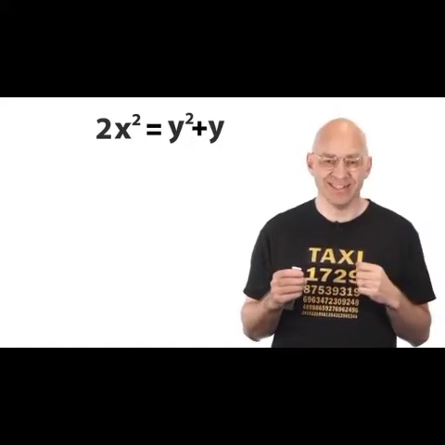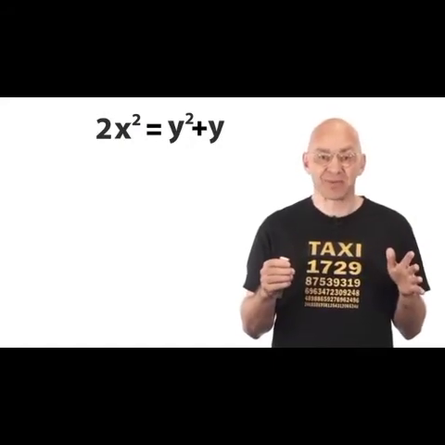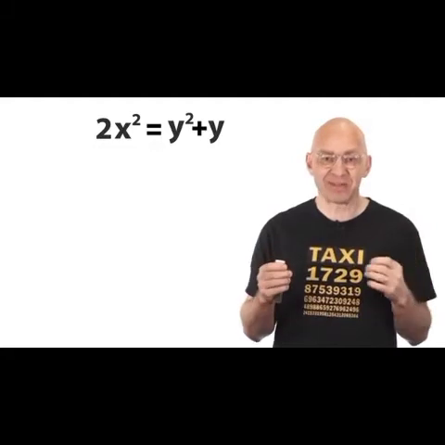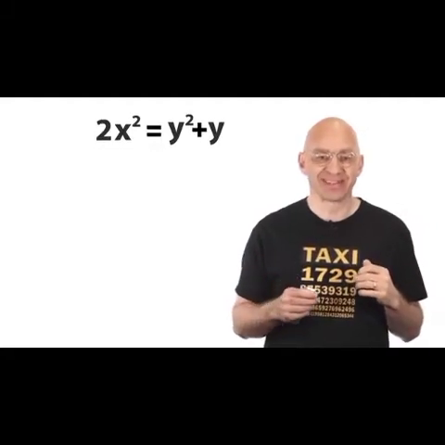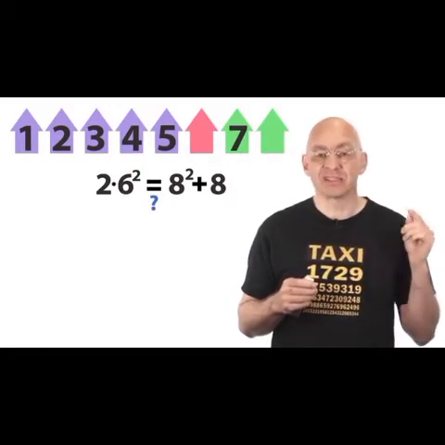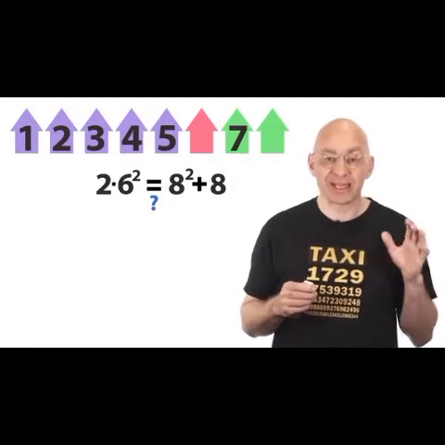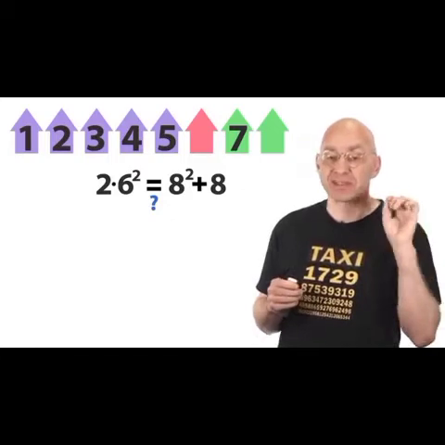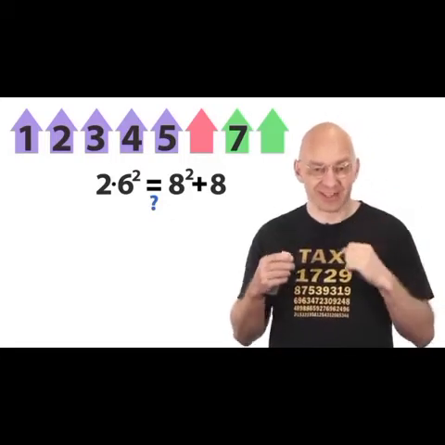Very nice. And as a quick check that we haven't messed up, let's sub in one of the solutions we found earlier. Okay, 6 squared is 36 times 2 is 72, and 8 squared is 64 plus 8 is also 72. Works! Great!